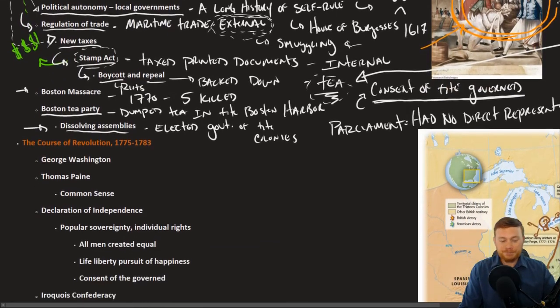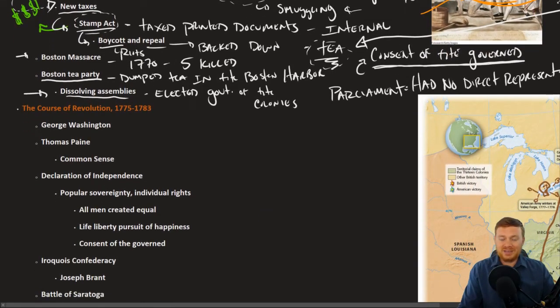In the meantime, fighting breaks out in Boston. At the Second Continental Congress, the colonies decide that it's time to completely separate from Great Britain and declare independence. George Washington was chosen to be in charge, so he led the Continental Army.